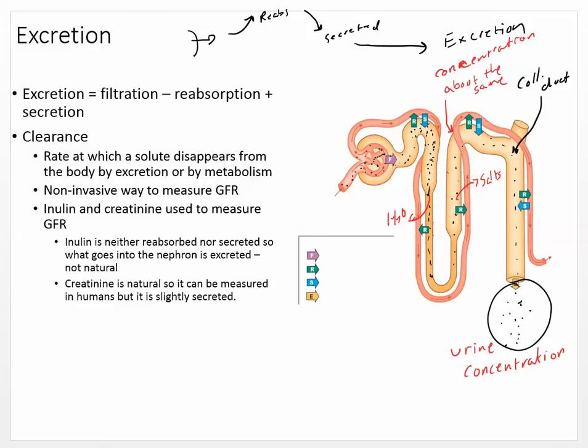Okay, so now we have a lot of control because we can either get it very concentrated, which is 1200, remember that's what it is deep, or we pump out so many salts in this area in the ascending loop of Henle that this actually gets down to about 100. Okay, remember 300 is where most cells in your blood are. So we have that variability. So your urine can either be very dilute at about 100 or it can be very concentrated at 1200, and that control takes place right here, which is what we'll be talking about in the next section.